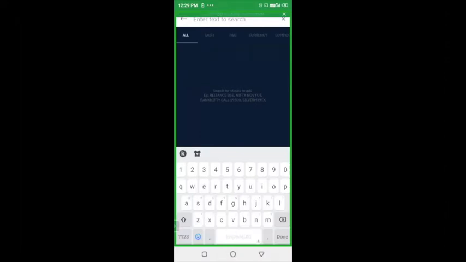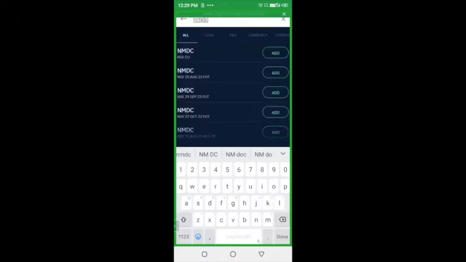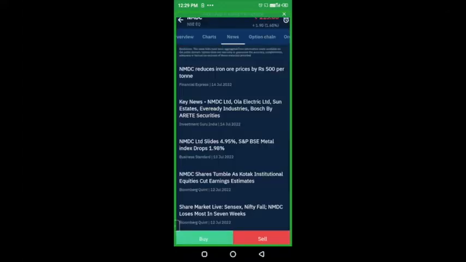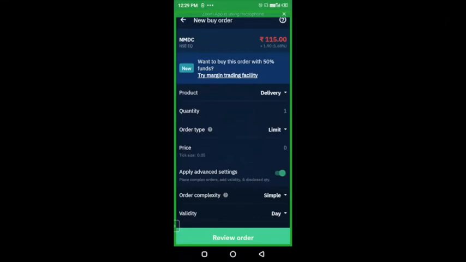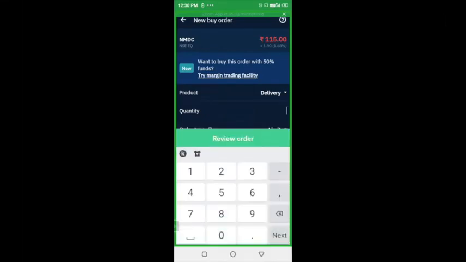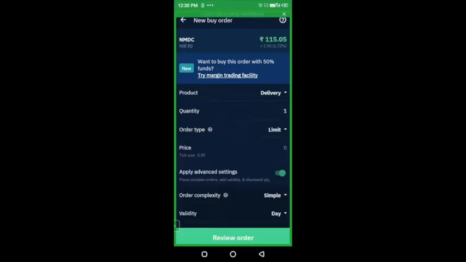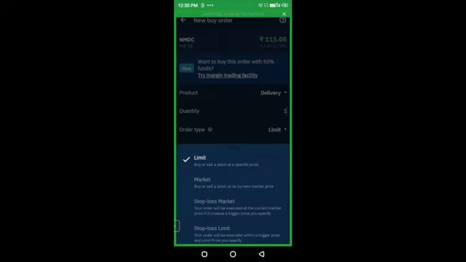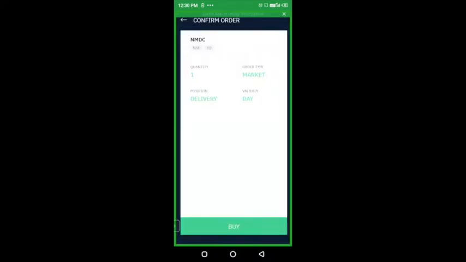I will do a demo trading now. In the last class we saw that NMDC was really good, so I'm going to buy that. Buy one quantity. I need not mention the price because I'm selecting the market order. Review order. Buy.